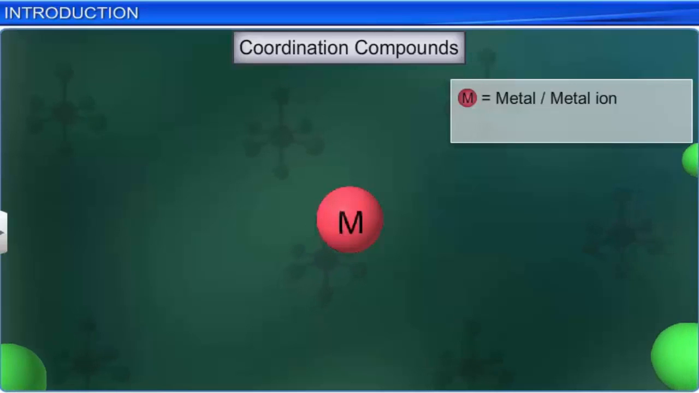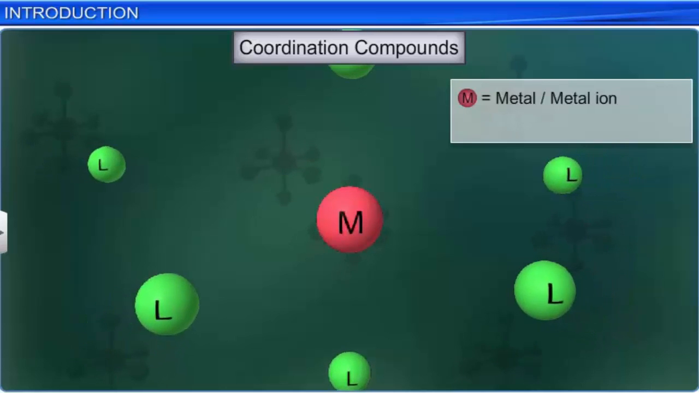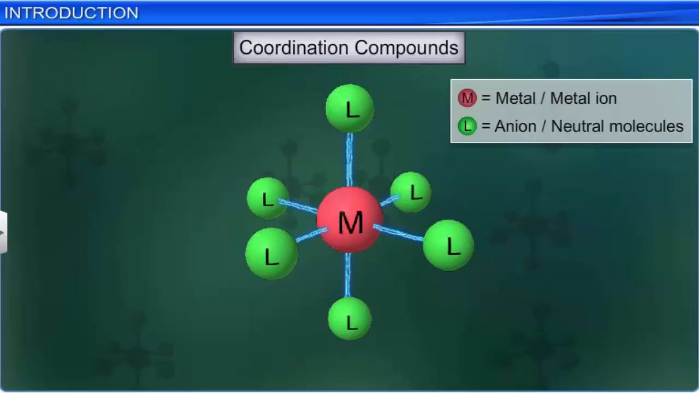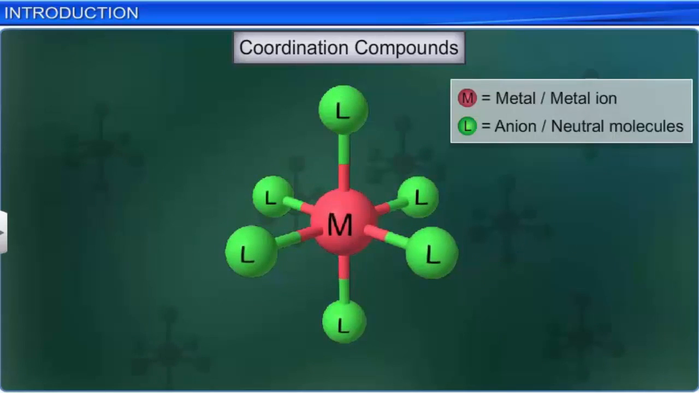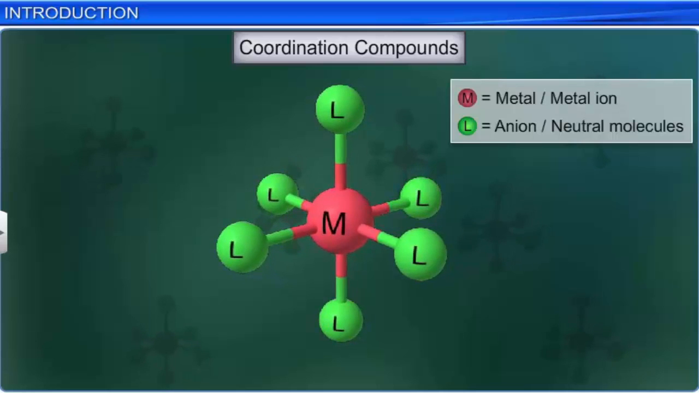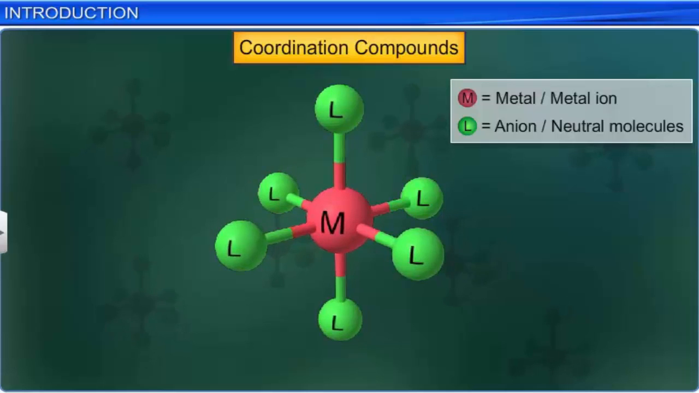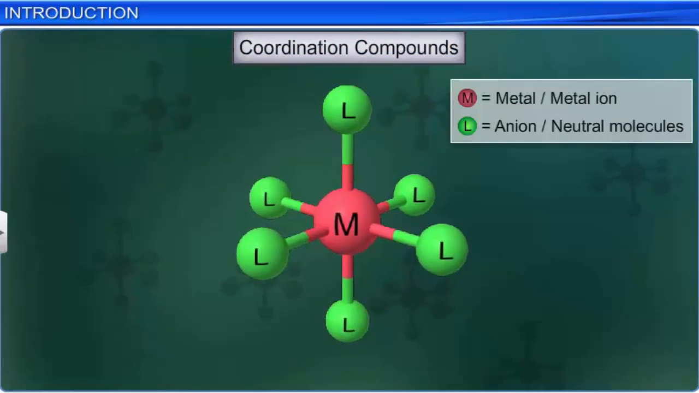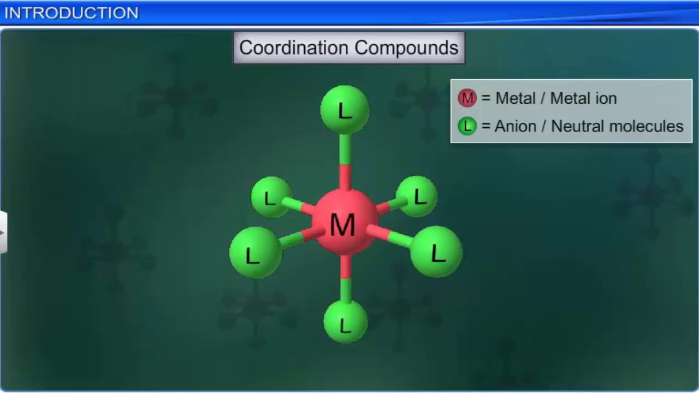Complex compounds are a special class of compounds in which the metal atoms or ions are bound to a number of anions or neutral molecules. In modern terminology, these compounds are called coordination compounds. Coordination compounds or complex compounds are a type of addition compounds.